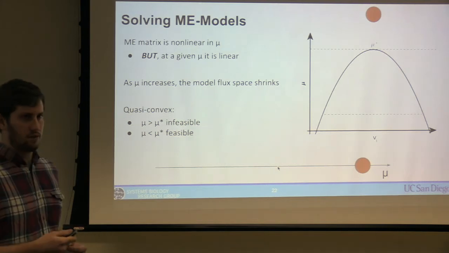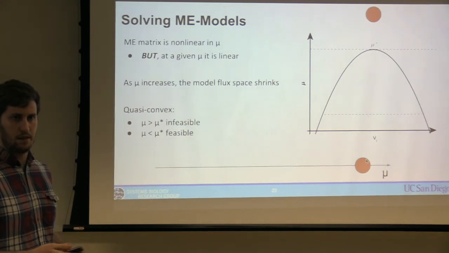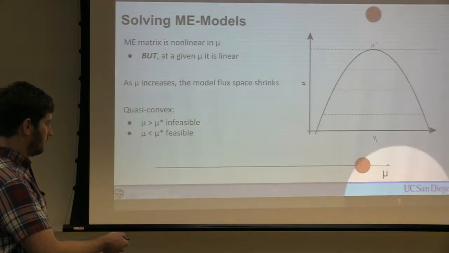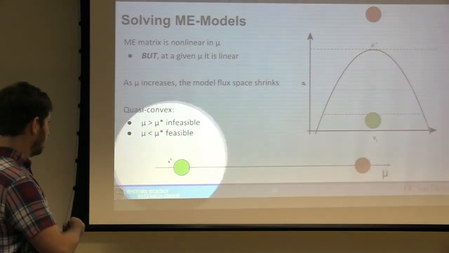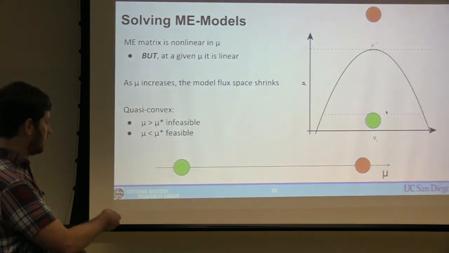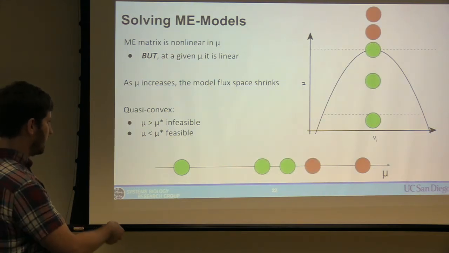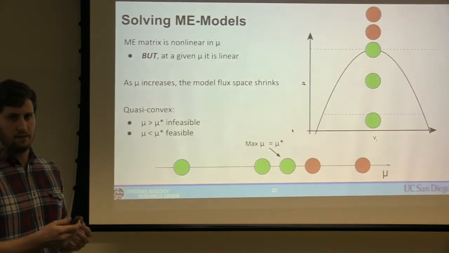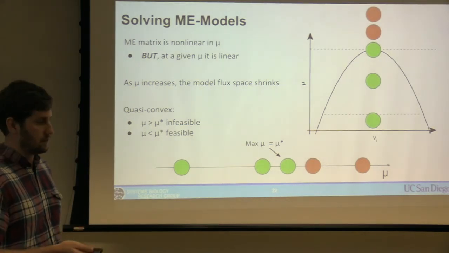So the way this works is you start with an initial guess of mu. In this case, it's red, so it's an infeasible growth rate. It's higher than the maximum feasible growth rate. So this doesn't work, and we're going to try a number smaller. This number is very small, so it's feasible. So we're going to try a number between these two values and go back and forth until we find the maximum feasible growth rate within whatever tolerance we set. So this is how these ME models are actually solved when we want to simulate with them.